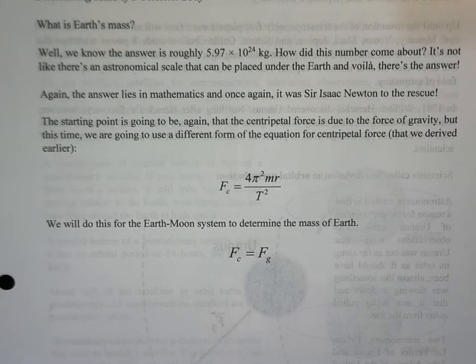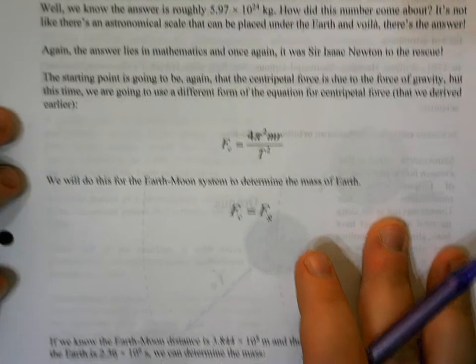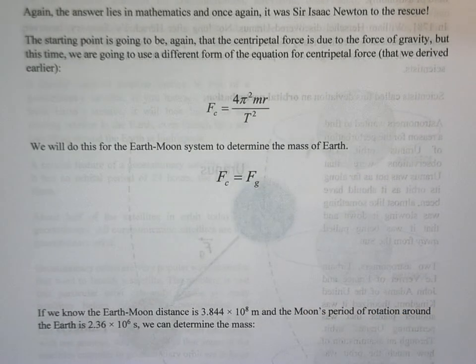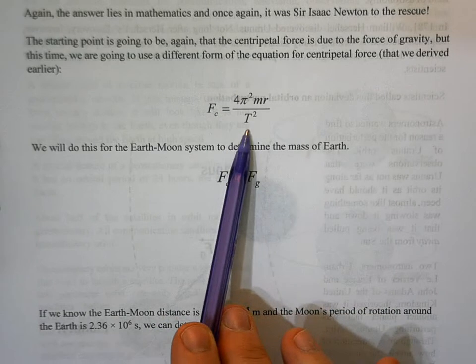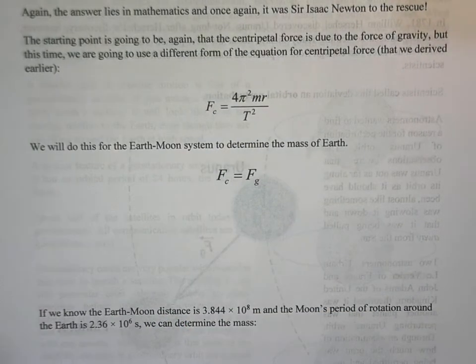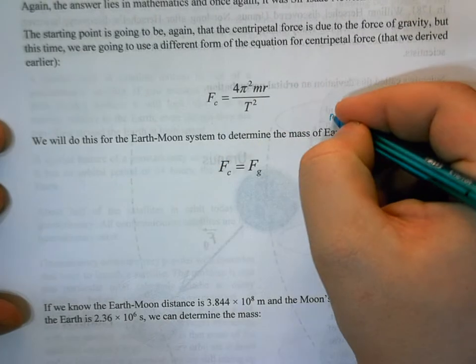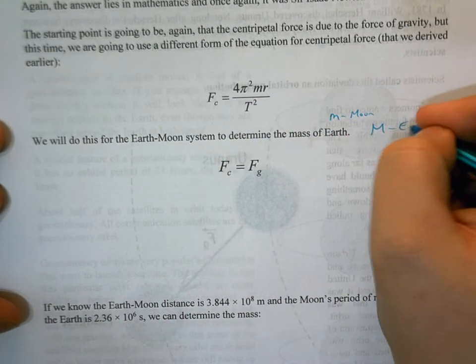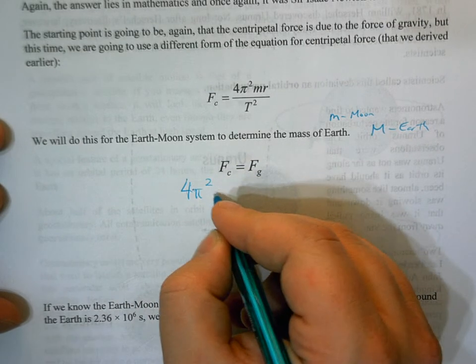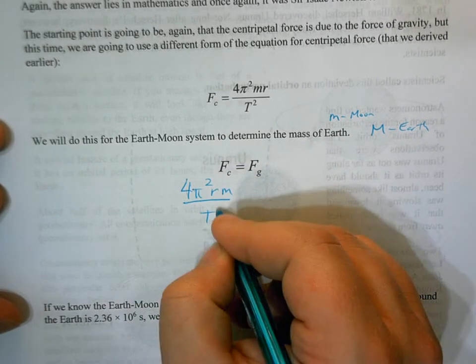Once again, though, it's Sir Isaac Newton that comes to the rescue. So he, again, using the whole knowledge of the force of gravity providing a centripetal force on objects moving in an orbit, was able to use that to determine the mass. So we're going to use this equation here, this form of the centripetal force, 4 pi squared mr over T squared. And we're going to look at the Earth-Moon system because the Earth has a satellite, the Moon, that orbits it. So we'd like to use some information about that system. So the centripetal force is going to be for the Moon and the Earth. I'm going to use little m for the Moon, big M for Earth. So for the centripetal force, we have 4 pi squared r times the mass of the Moon divided by the period squared.